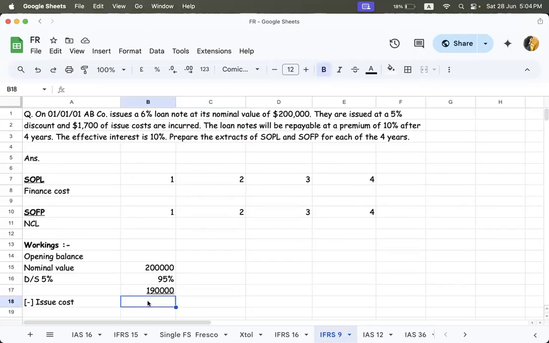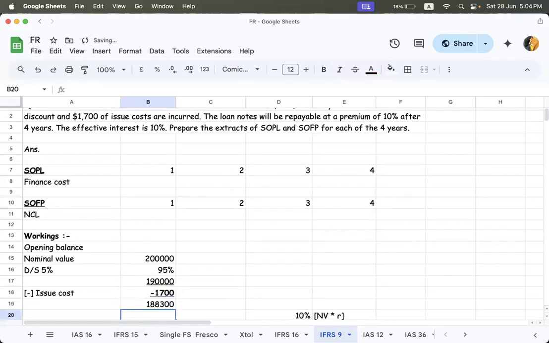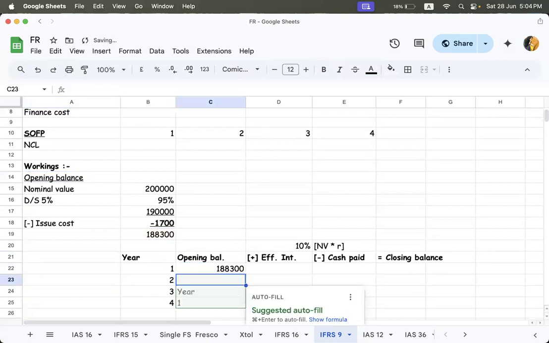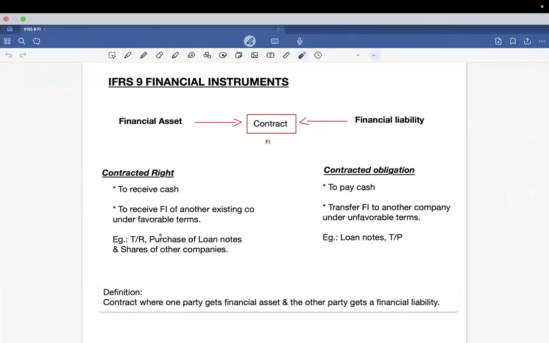So the issue cost, you're going to deduct how much from it? 1,700, right? So what's the value? 188,300 is the value. That is the opening balance. We're going to directly take the opening balance here.